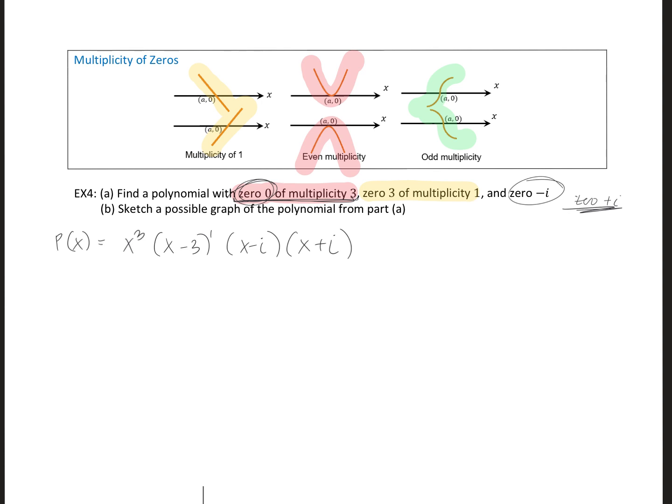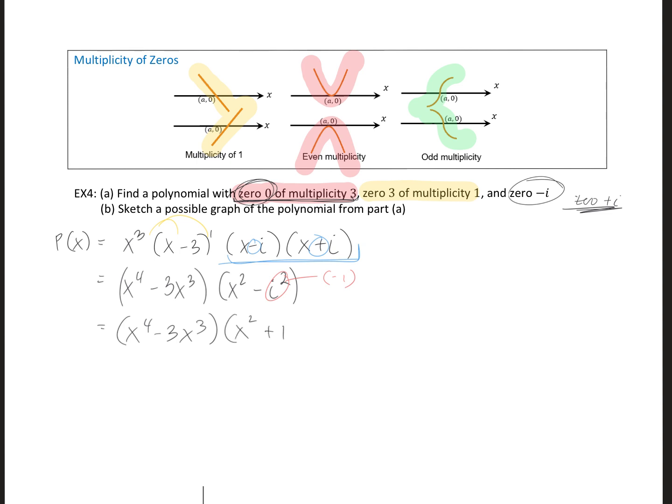Let's go ahead and multiply it out. I'll distribute that x in, so that'll be x to the 4th minus 3x cubed. And then I'll go ahead and use the difference of two squares on this, because again they are conjugates, the plus and the minus. So that'll be x squared minus i squared. And as a reminder, i squared is equal to negative 1. So this is x to the 4th minus 3x cubed times x squared plus 1.